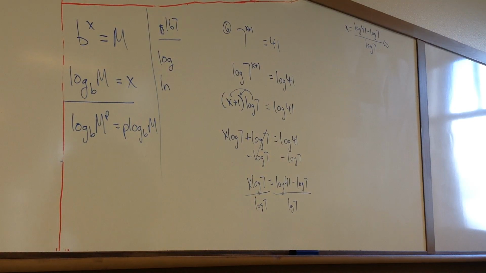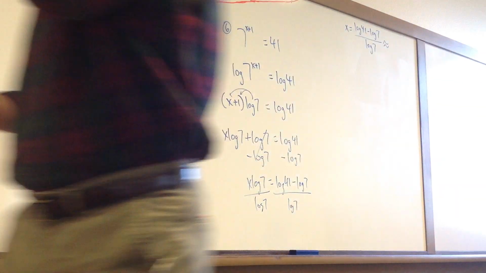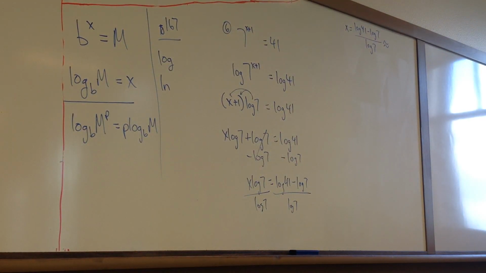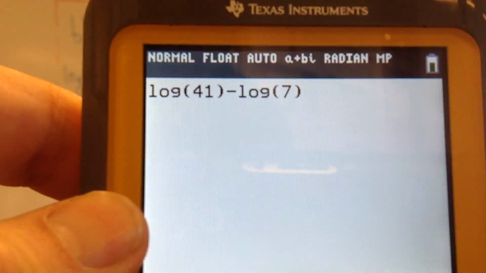And so again, let's take a look at this on the calculator. And again, we have to be careful of parentheses. Okay, so let's get the camera to focus. There we go. So we need to do log 41. Now what I often do is I do log 41, close that parentheses, minus log of 7. Okay? So there's our numerator.